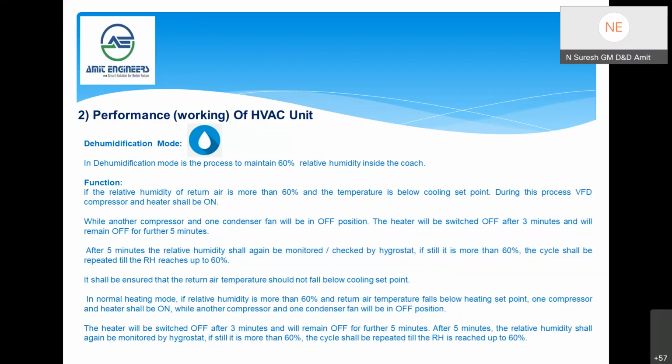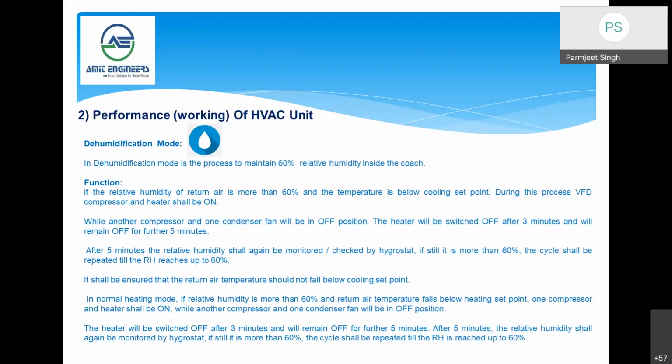But it will give only signal. It will give only signal to the controller. The controller will then give command to the compressor and heater. Sir, once again, if you will explain how switching on the heater can help to control the RH.